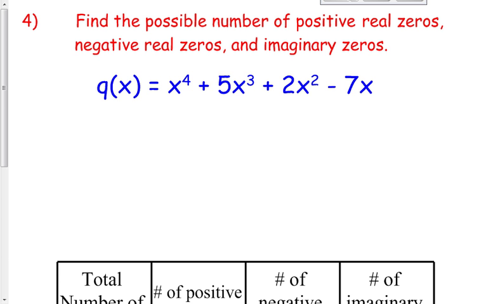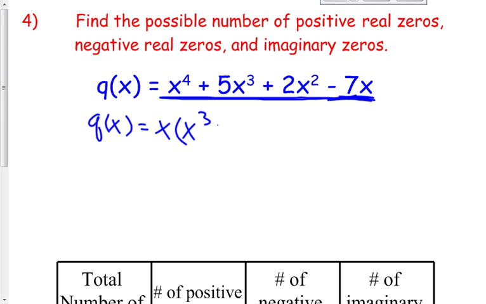Now class, on one of our first slides, it says that this one has to be a constant. If it's not, factor out an x. So I can take out a GCF right here of x, and that would leave q of x equals x times the quantity x cubed plus 5x squared plus 2x minus 7. Now this is a constant term, which is what I need before I start this whole process. So what I know is that x equals 0, this one right here, is a root, or a 0.